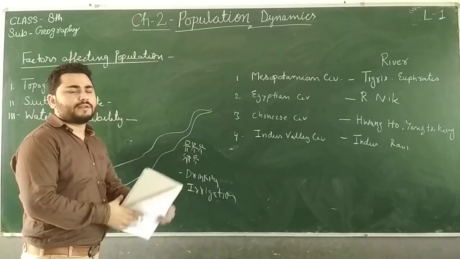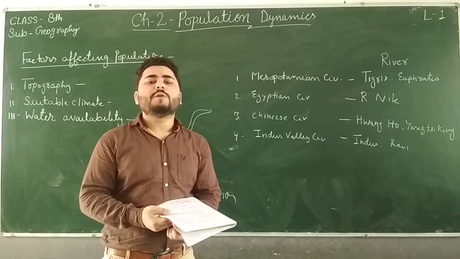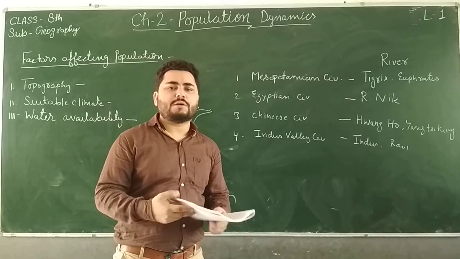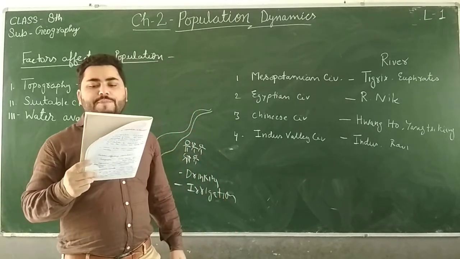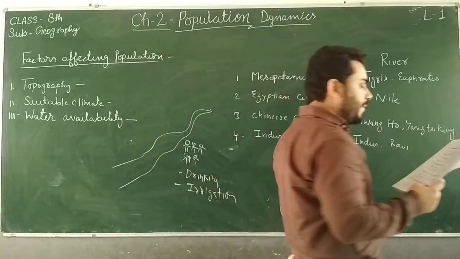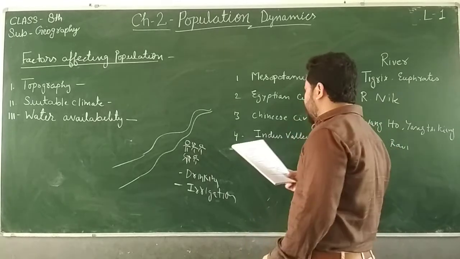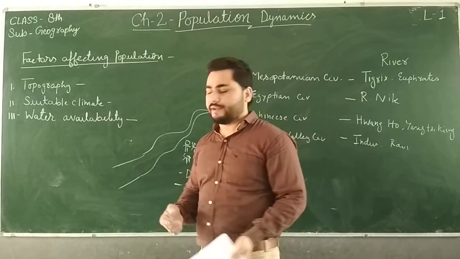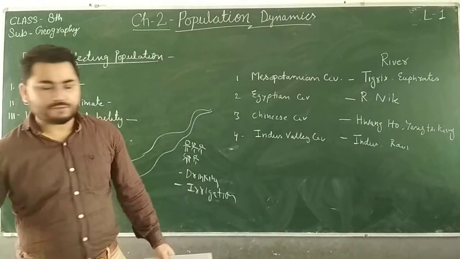Okay, clear? That is why deserts are having very low population, because water sources are not there. So people prefer to settle near the sources of fresh water, as it is required for drinking, bathing, cooking, livestock rearing and irrigation. Livestock rearing means cattle rearing. Clear? I hope you would have understood that.